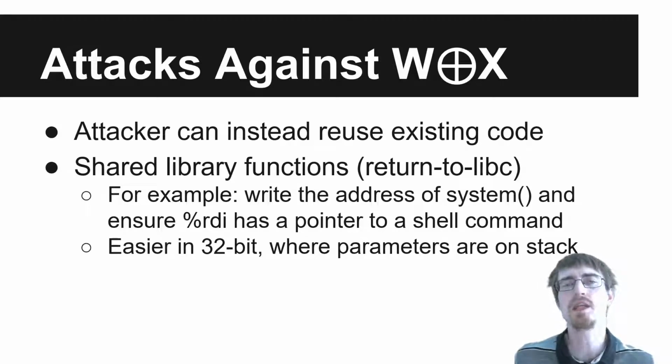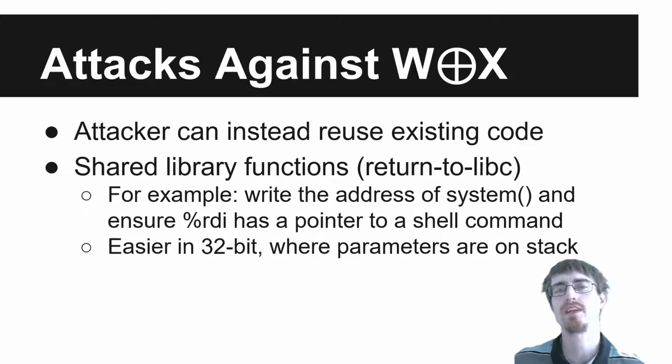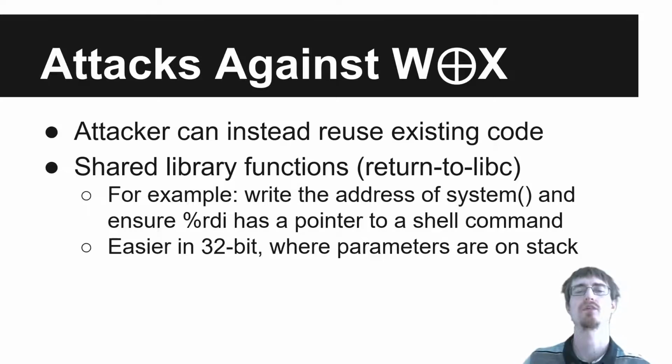What we need to do in that case, however, is set up the parameters correctly. So the RDI register must have a pointer to a shell command. If we cannot modify the RDI register as an attacker, which we cannot do directly with the buffer overflow because the RDI register is not itself in memory, we have to think of some other approach. On 32-bit systems, this was very easy because parameters were on the stack, but now that they're in registers, this attack has gotten a bit more difficult.